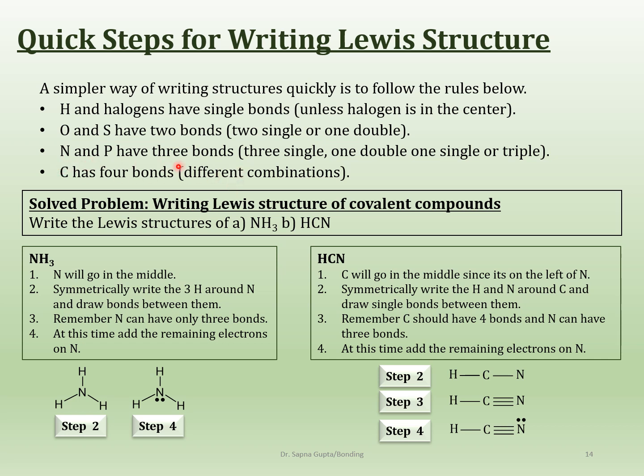Nitrogen and phosphorus will have 3 bonds, which means that you can have either 3 single bonds, a double bond and a single, or a triple bond. That's how it goes. And so, if you want to write this for yourself, you can. I didn't write it here, but hydrogen is going to have a single bond, and halogen is X, so you can have a single bond.